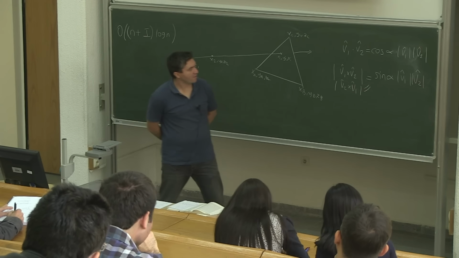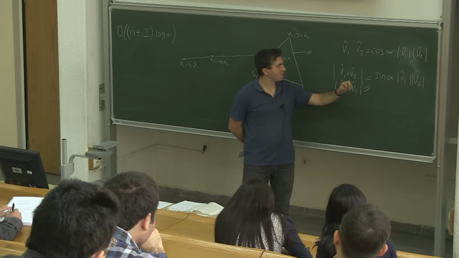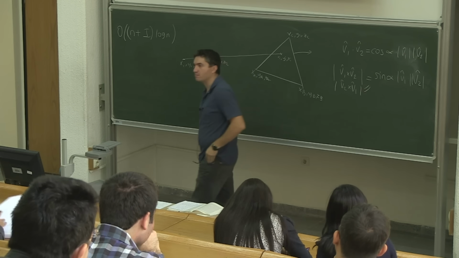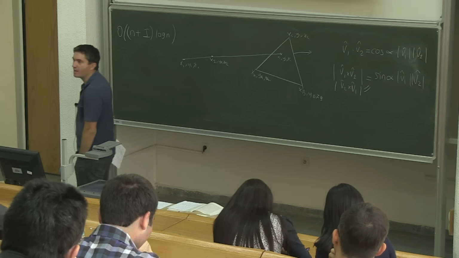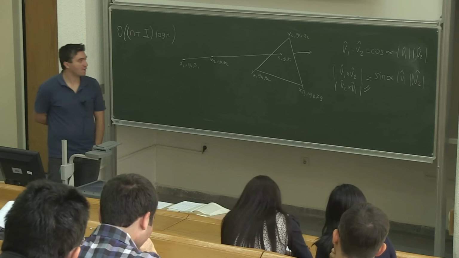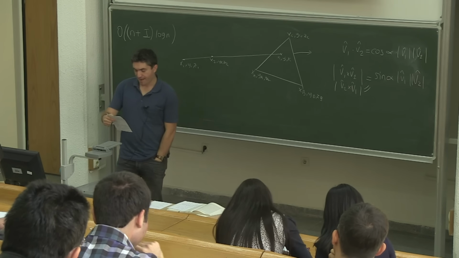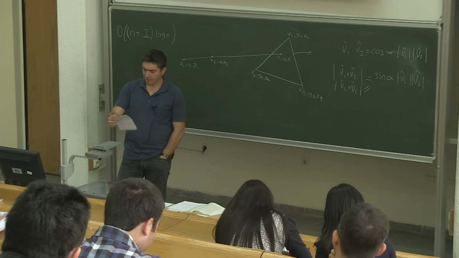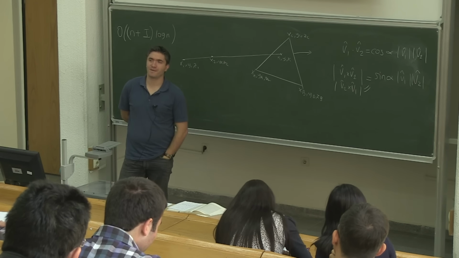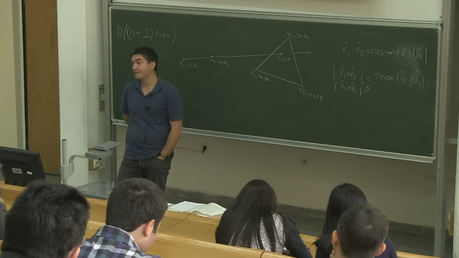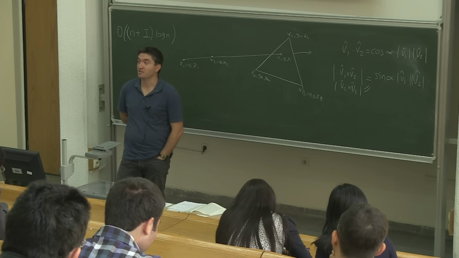So by using the cross product and dot product, you can find the cosine and sine of the angle between these two vectors. Now, let's talk about another geometric primitive, planes. Planes in three-dimensional space.